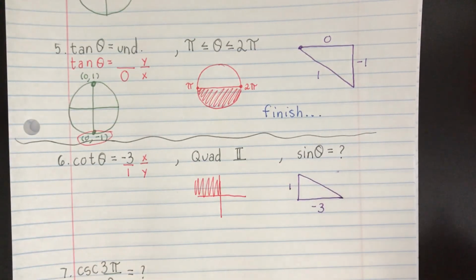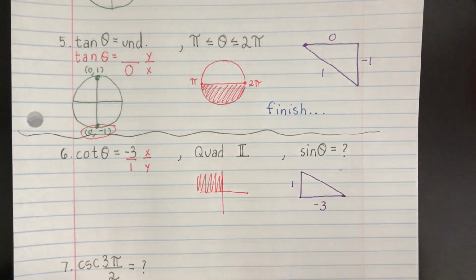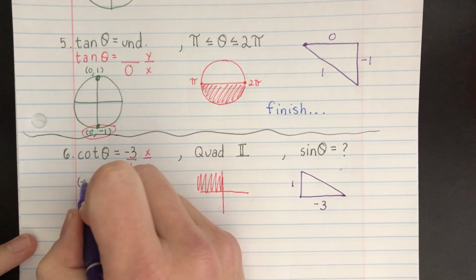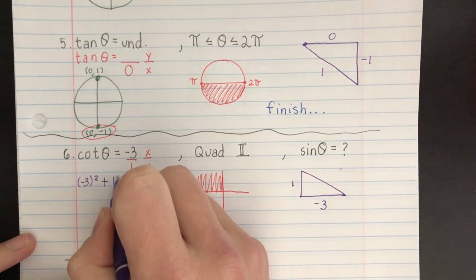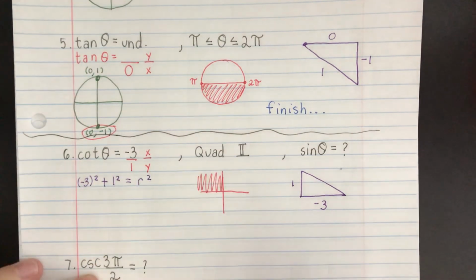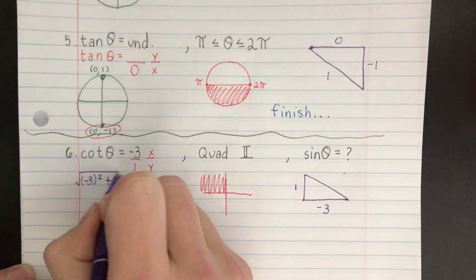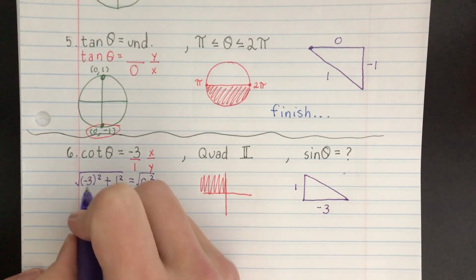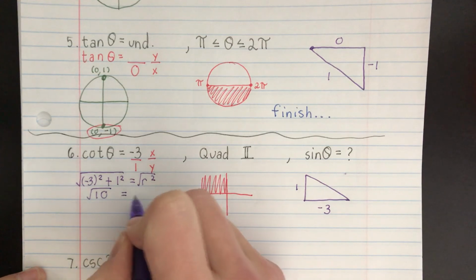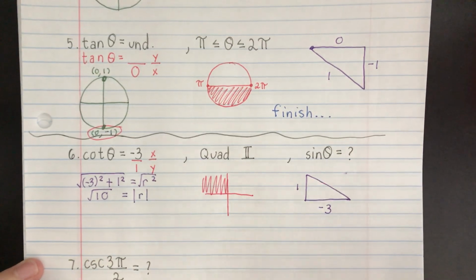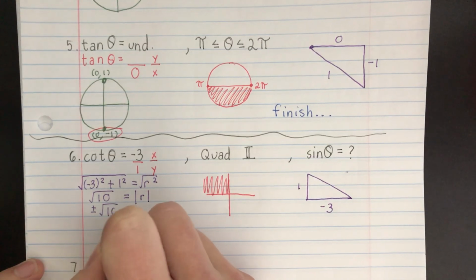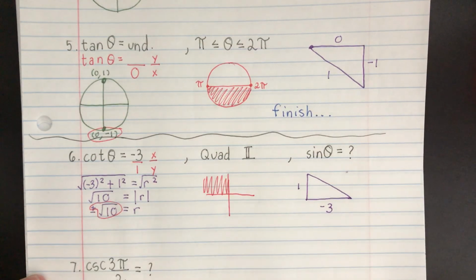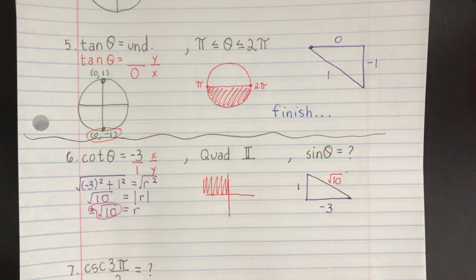We don't know r, so you have to find r. We're going to use the Pythagorean Theorem. So x squared, (-3) squared, plus y squared equals r squared. We want r, not r squared, so we are going to end up square rooting both sides. This would be 9 plus 1, which is 10. So the square root of 10 equals the absolute value of r. So plus or minus square root of 10 equals r. But of course, y'all know r is a distance, so it can't be negative, so it's got to be positive. So this would be the square root of 10.